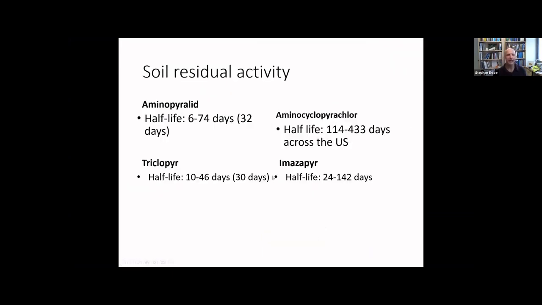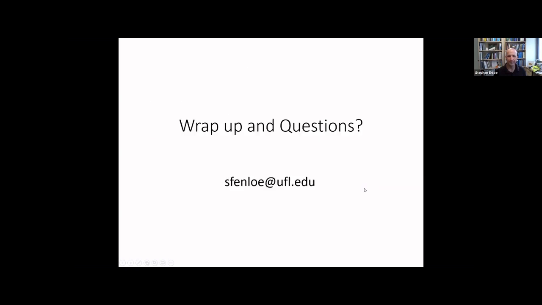Residual activity, the half-life is typically about 32 days for Milestone. You can see for aminocyclopyrachlor, it's much, much longer half-life, and that's where that persistence comes in. Compare that to imazapyr with a half-life of 24 to 142 days, and triclopyr averaging about 30 days also. So you can see difference-wise that aminocyclopyrachlor is a lot more like imazapyr in terms of residual activity.